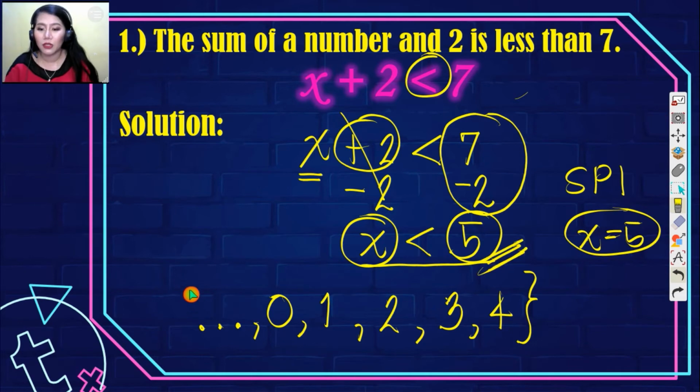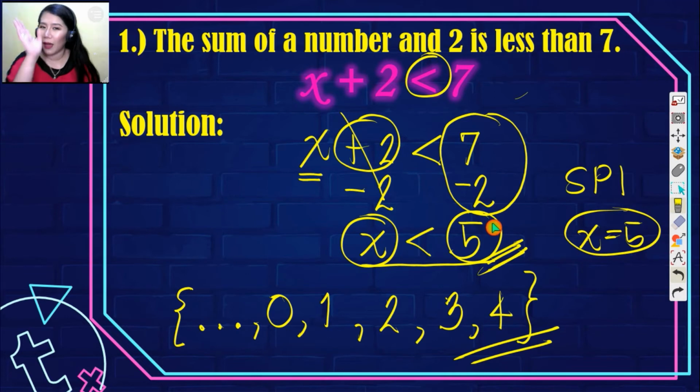And then, saka ka magsulat ng brace ulit. Ibig sabihin, eto na yung pinaka-final answer natin. Yan mismo, hindi talaga yung x is less than 5. Hindi yon. Ito ang final answer talaga natin. Okay? So, to understand better, let's have another example.